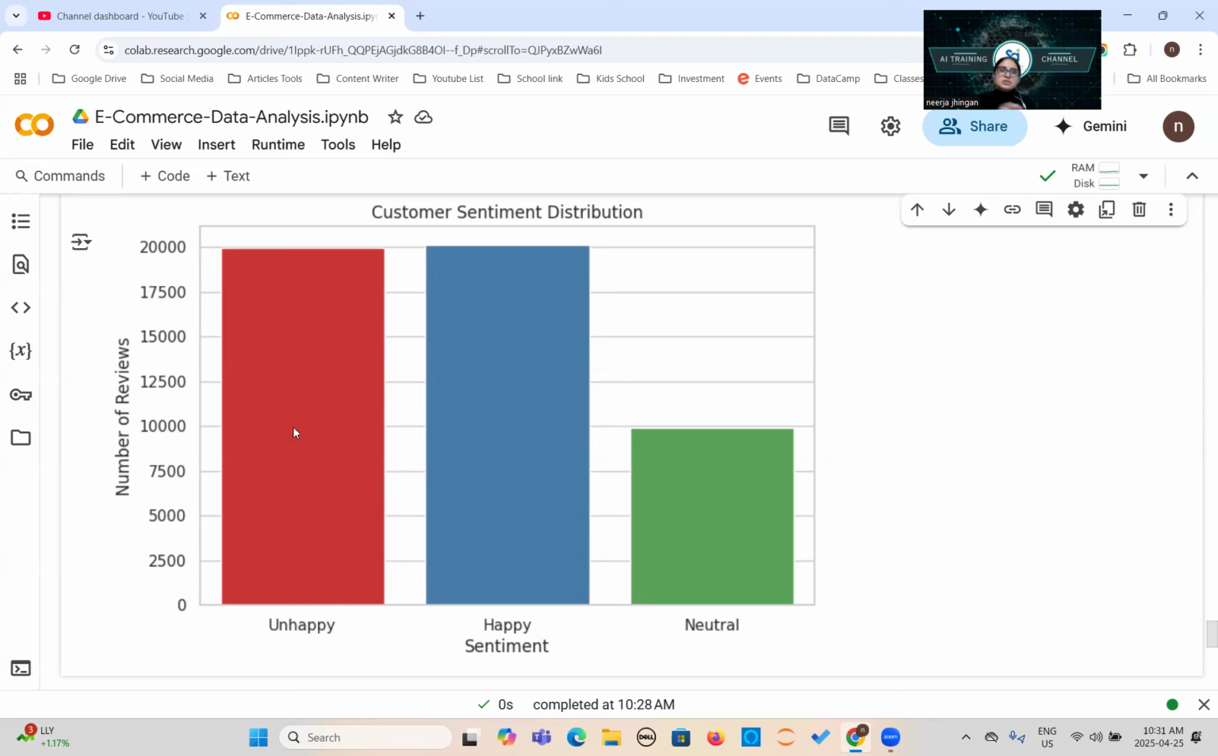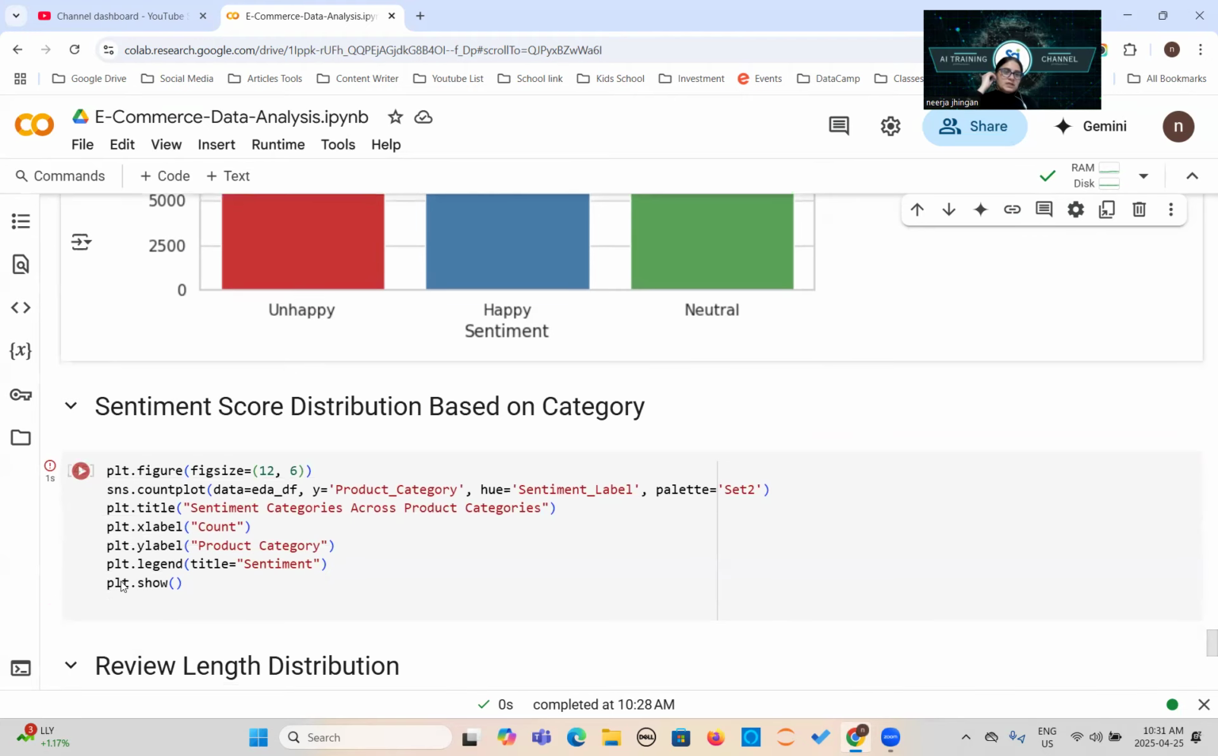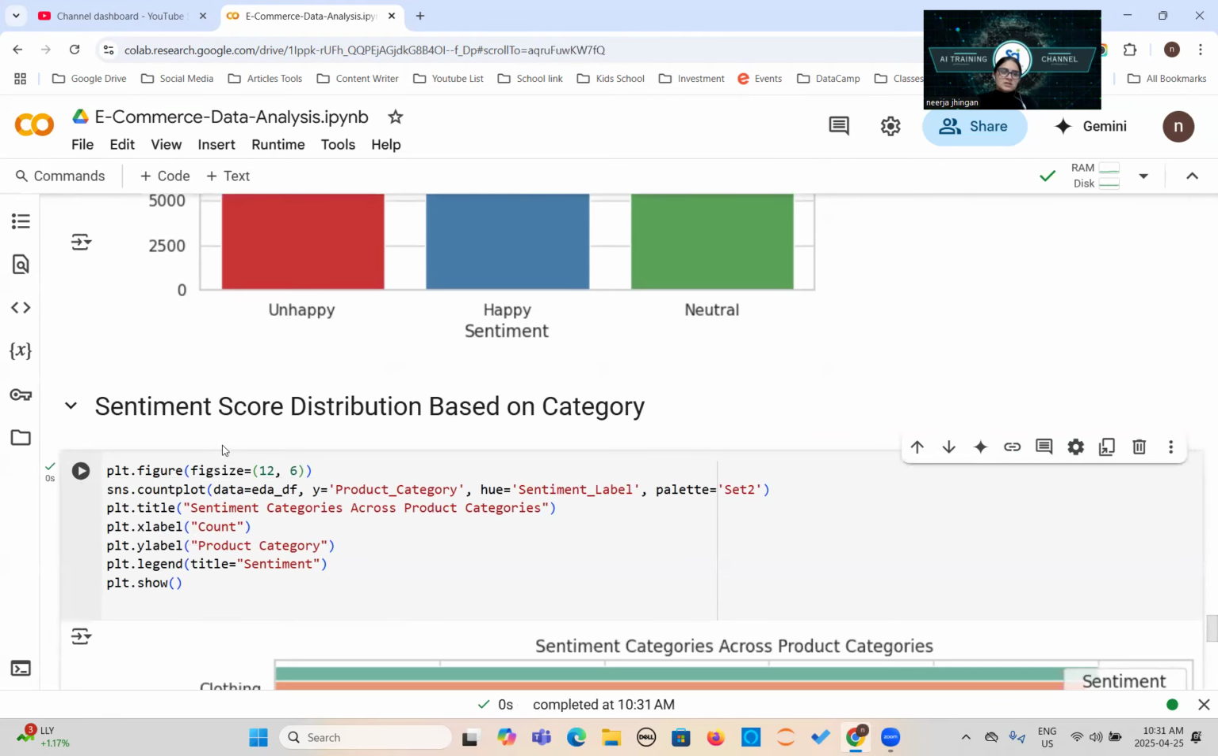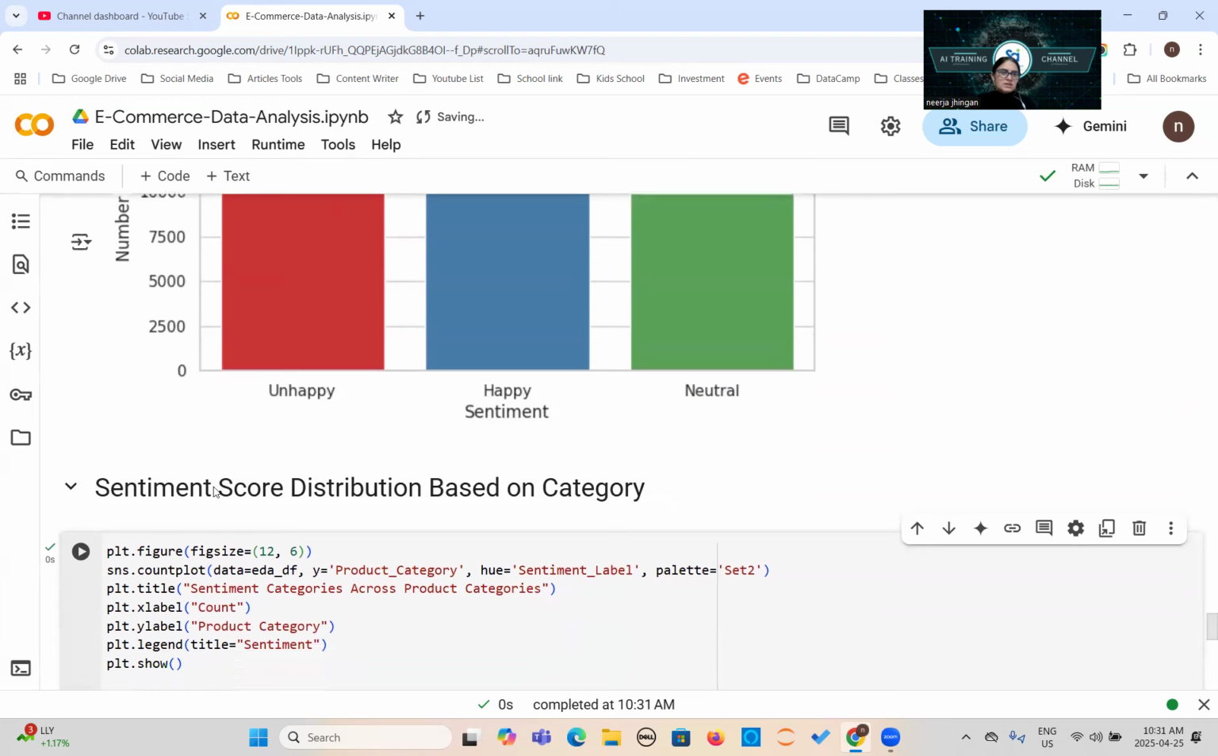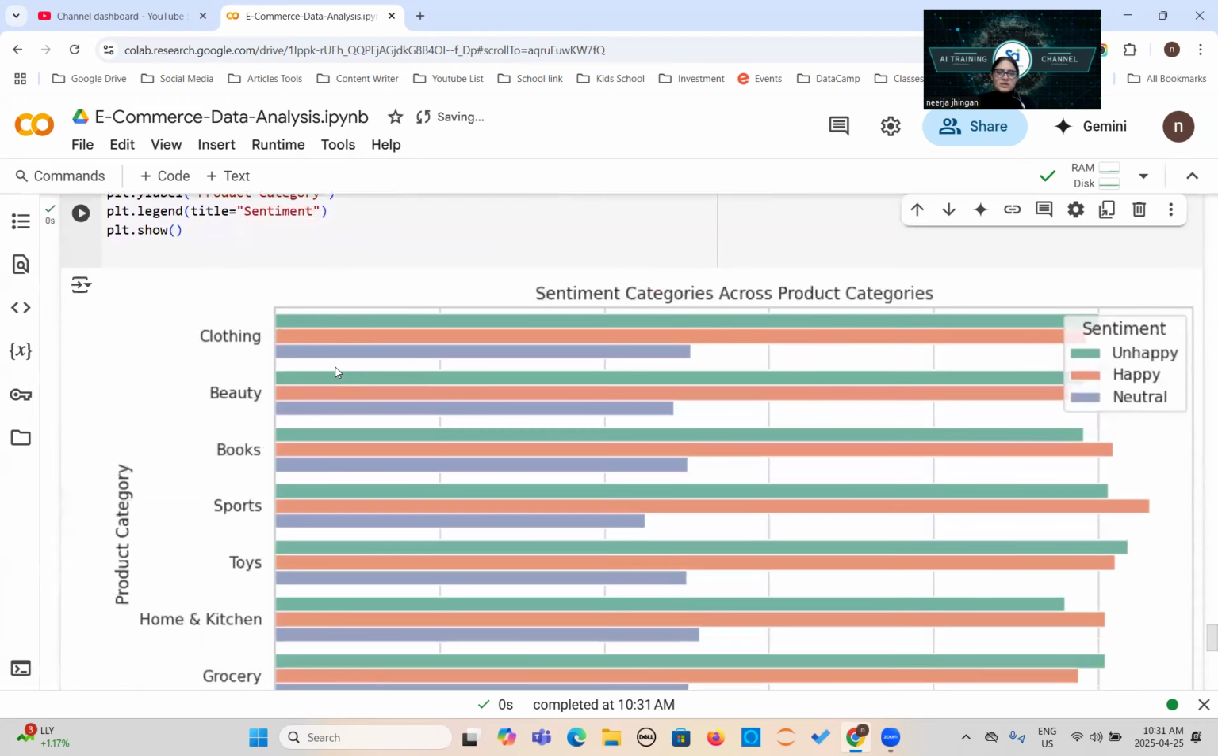Okay, so this graph is also very useful. Now we will look at the sentiment score distribution based on the category. Before, it was based on the reviews, and now this is based on the category. Now look at this: green is unhappy, orange is happy, and this is neutral.